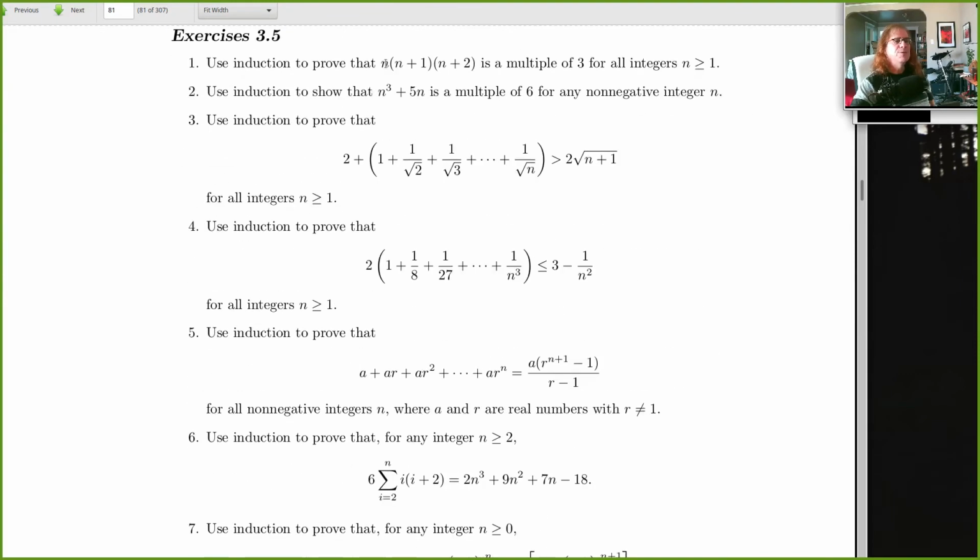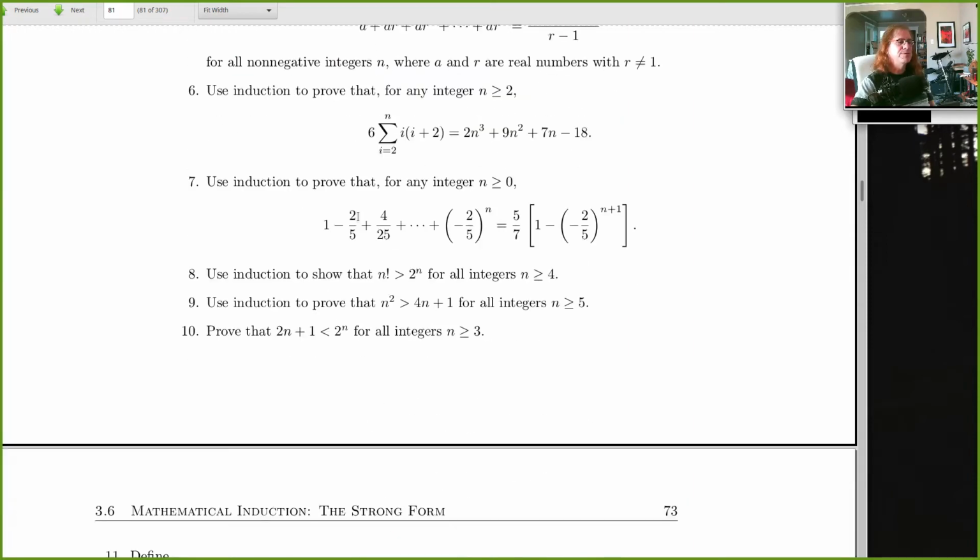Question 1, prove that this is a multiple of 3 for all integers n greater than or equal to some bound. You have to use induction. This is really easy to prove using modular arithmetic. Break it into 3 cases where n is congruent to 0, 1, or 2, and you can prove that either n, n plus 1, or n plus 2 is divisible by 3, and then this whole thing is divisible by 3. But try to prove it using induction.